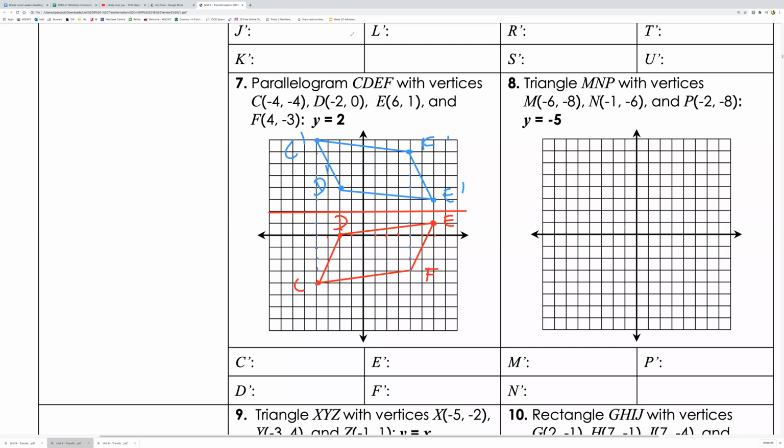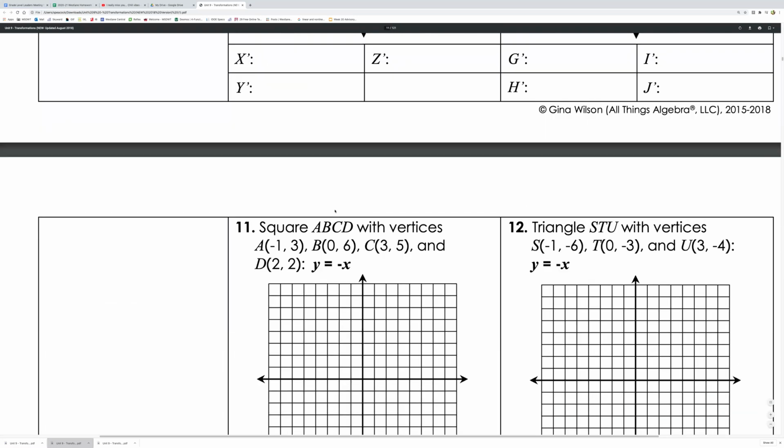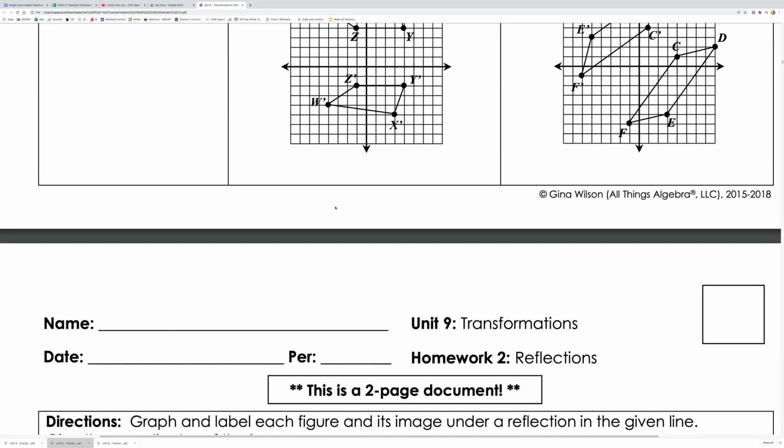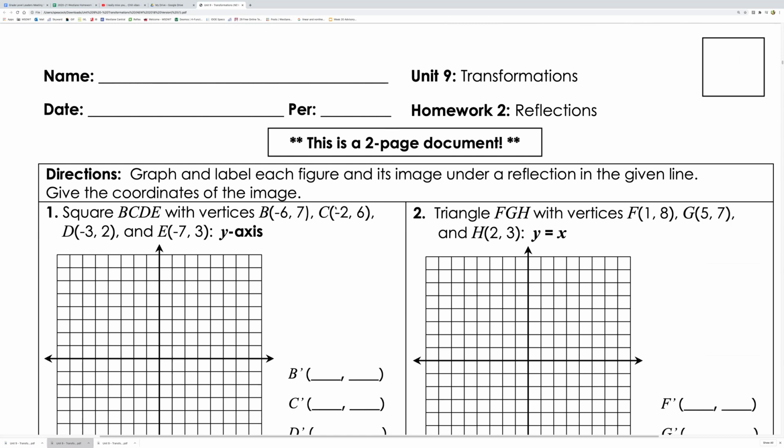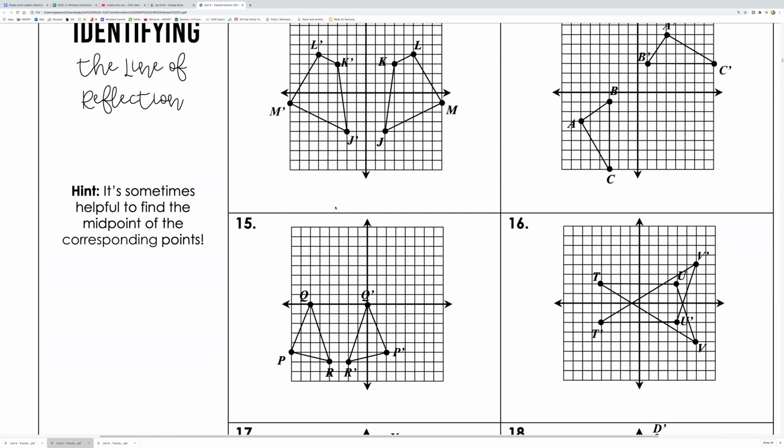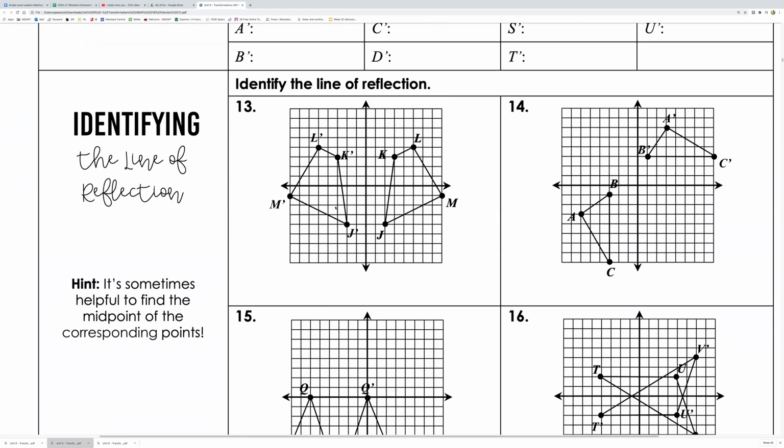So yeah, we're actually going to skip this part just for time's sake. And that's how you reflect over a given line that's not the x-axis or the y-axis. It's the same basic principle. Alrighty, so that was reflection. We're gonna move on to identifying the line of reflection.